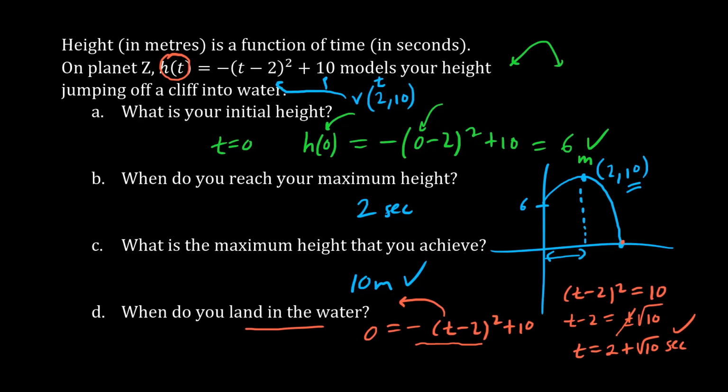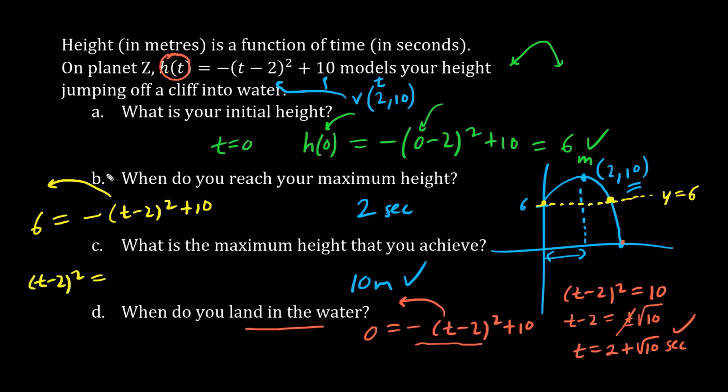Let's try one more idea. After jumping, for how long are we above this height of 6 meters? So let's visualize this line y equals 6 and try to figure out when this horizontal line intersects the parabola. So let's set 6 equals the parabola. We have negative t minus 2 squared plus 10. We'll throw this to the left, so we have t minus 2 squared equals 10 minus 6, which is 4.